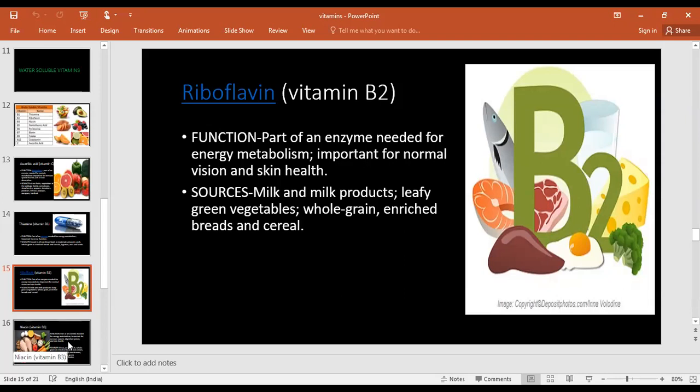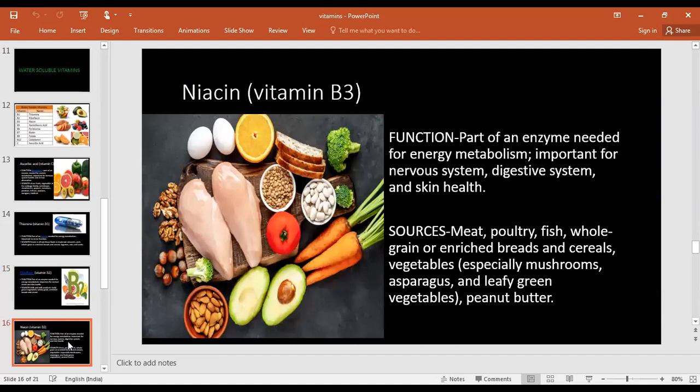So who can name what B1 is also known as? Vitamin B1 is known as thiamine. B2 is riboflavin. And what is B3? Niacin. Very nice. So B3 is niacin.